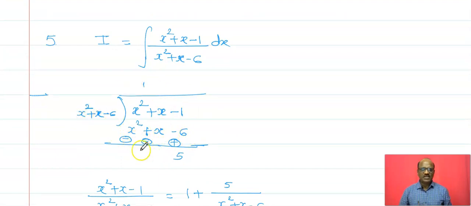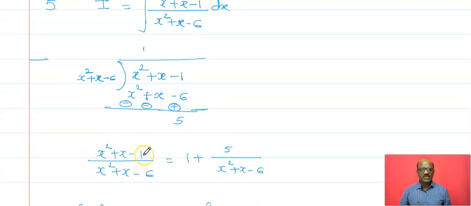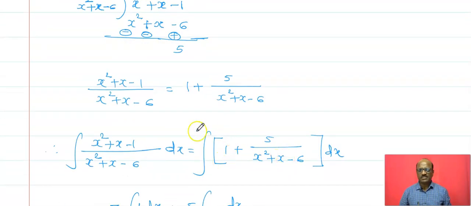x square plus x minus 6. As here is a subtraction, plus will become minus, plus will become minus, and minus will become plus. These two get cancelled. Minus 1 plus 6, you will get 5. Therefore, x square plus x minus 1 upon x square plus x minus 6 is equal to 1. What is the remainder? 5. 5 upon x square plus x minus 6. Therefore, the integral of 1 plus 5 upon x square plus x minus 6.